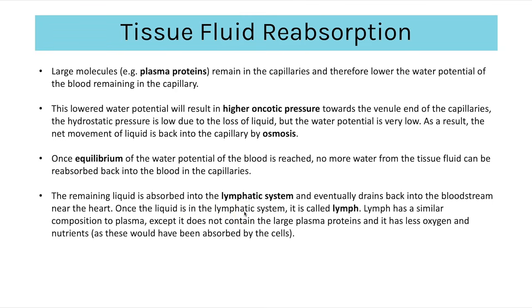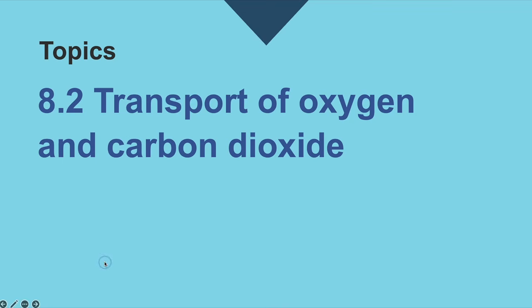And once it has been absorbed into the lymphatic system, it does eventually drain back into the bloodstream through a blood vessel near the heart. Once the liquid is in the lymphatic system, it's called lymph, and lymph has a very similar composition to plasma, except it doesn't contain those large plasma proteins or red blood cells, and it has less oxygen within it.